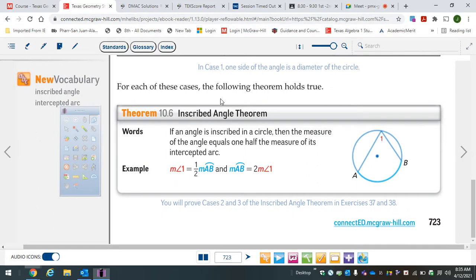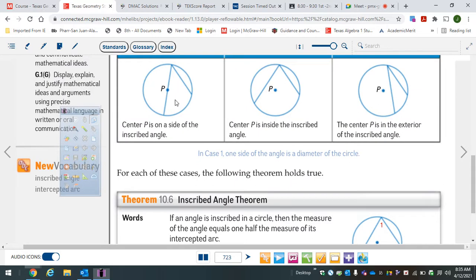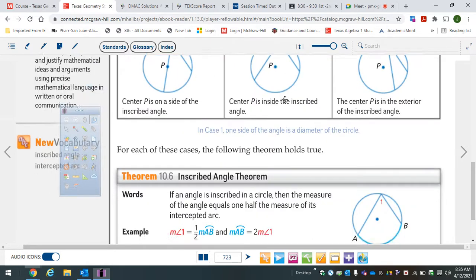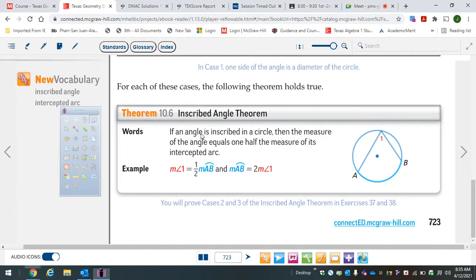Okay, for each of these cases, the following theorem holds true. So it doesn't matter if it looks like this, on, interior, exterior. If an angle is inscribed in a circle, then the measure of the angle equals 1/2 the measure of its intercepted arc. So that angle there, arc here, they have a relationship. This one's half of this one here. So remember the measure here was like the degrees of the interior angle. In this situation, if it's intercepted, which means it goes all the way across, so say this one's 100, this one's 50, or vice versa. If you know this one's 50, this one's 100.